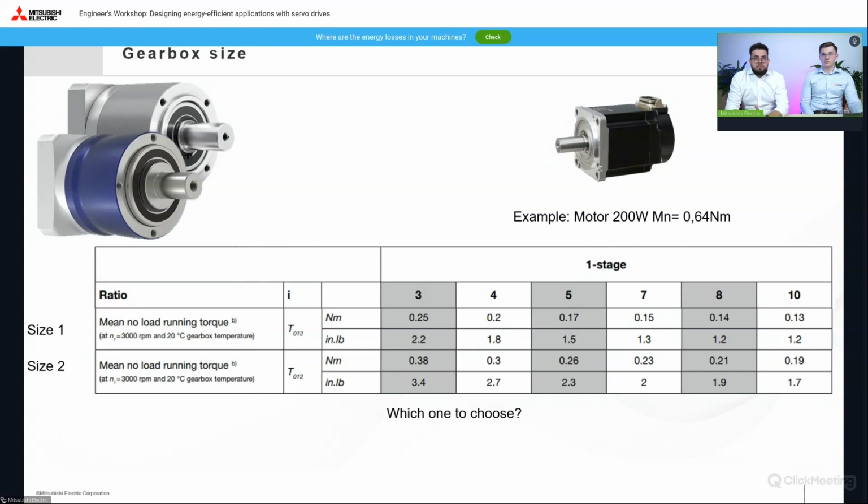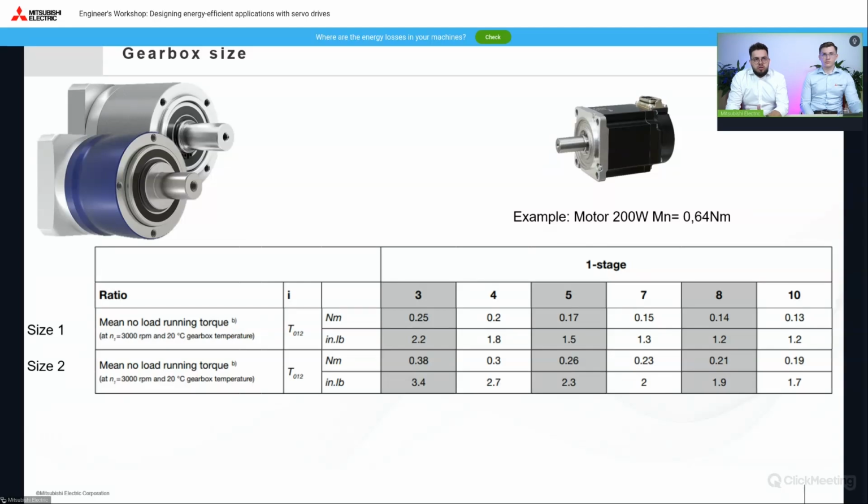Second one, the bigger gearbox, because the lifetime will be longer. And the third question, what about the energy efficiency? So let's see, from the table, the first gearbox with a ratio of 3:1, for example, and answer the first question.